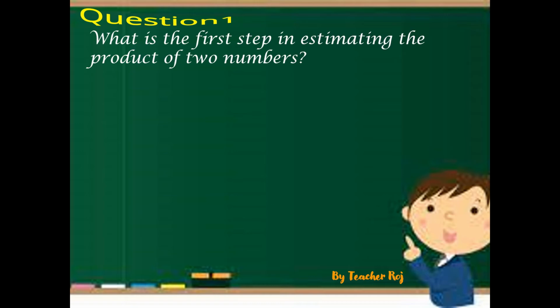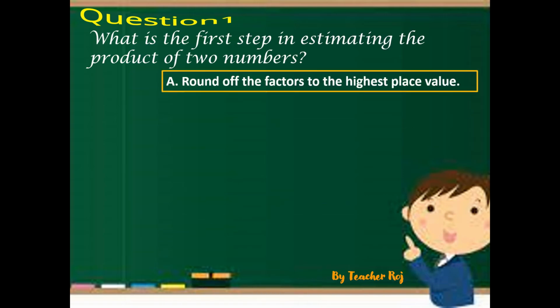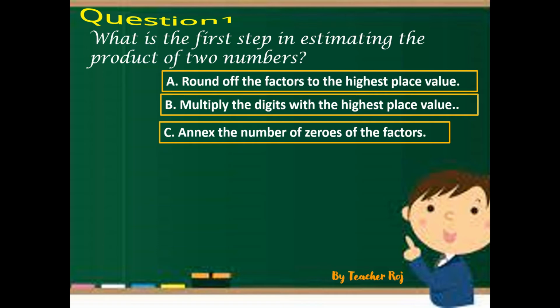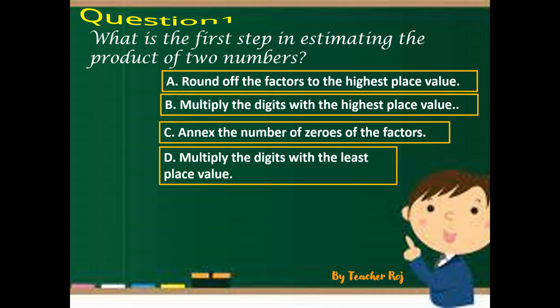What is the first step in estimating the product of two numbers? Ano ba yung first step kanina? A, round off the factors to the highest place value. B, multiply the digits with the highest place value. C, annex the number of zeros of the factors. D, multiply the digits with the least place value. Okay, anong sagot? Yes, that's letter A.